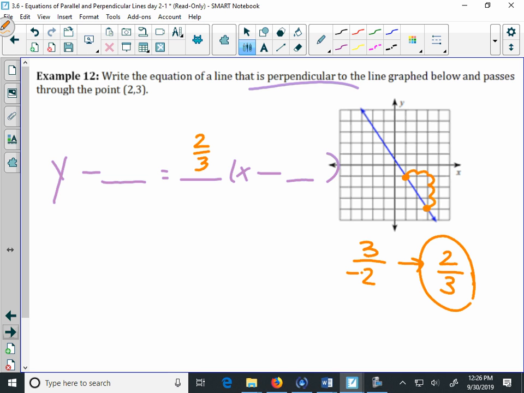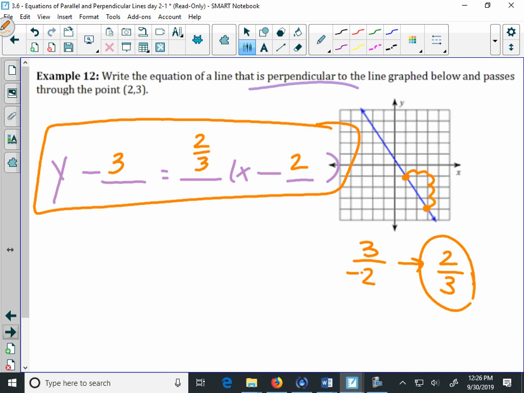Plug in your point. What's going to go here with the y? What's going to go here with the x? There's nothing to clean up. No double negatives. So that is it. Questions over that? Big thing to remember is perpendicular lines have opposite reciprocal slopes. Parallel lines have the same slope. Use Desmos when you can to check or help you get the right answer. No questions?